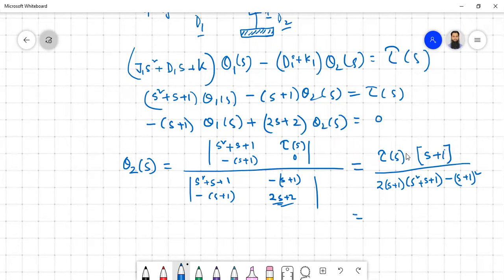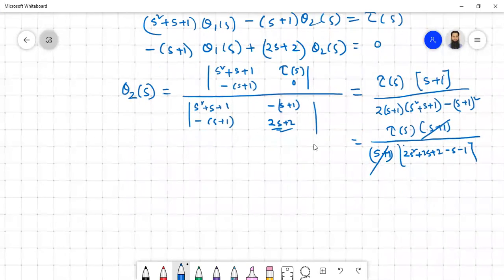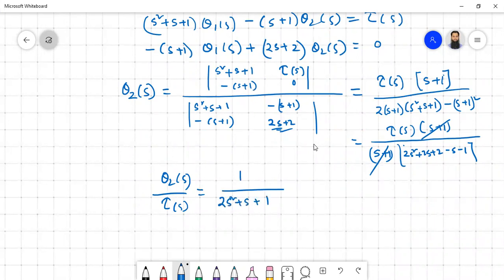Okay, so in the denominator you can take common the s plus 1. So s plus 1, if you take common, what you are going to get is 2s square plus 2s plus 2 minus s minus 1. Okay, so tau(s) times (s plus 1), and the s plus 1 gets cancelled out. So what is left is theta 2(s) by tau(s) equal to basically 1 by 2s square plus s plus 1. So this is your required transfer function.